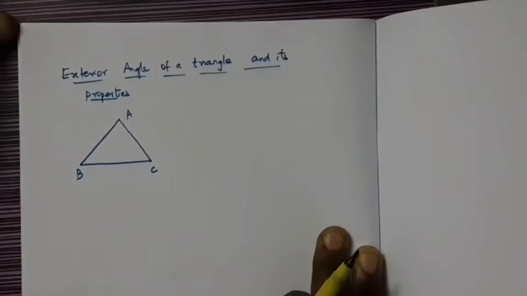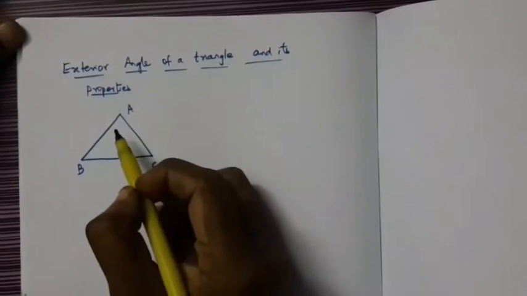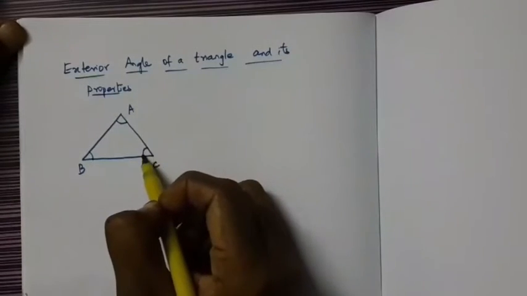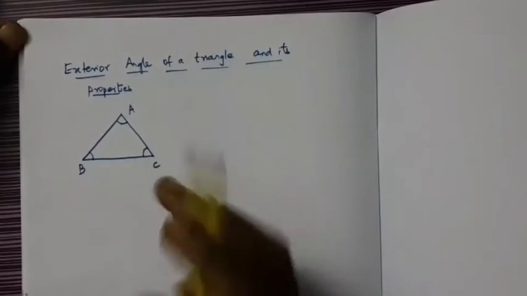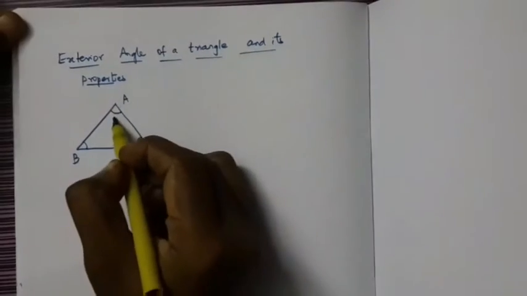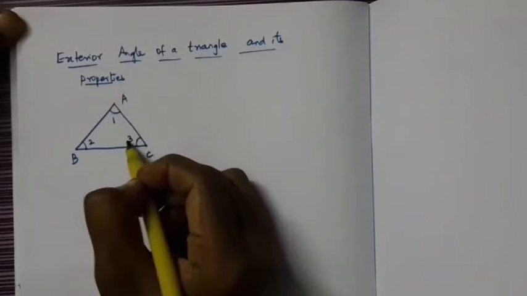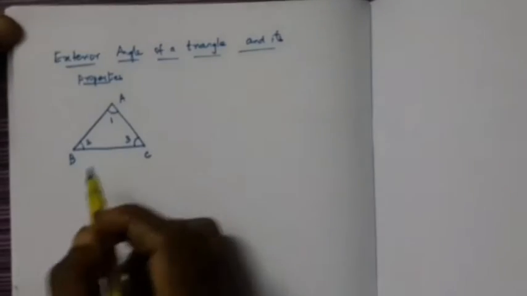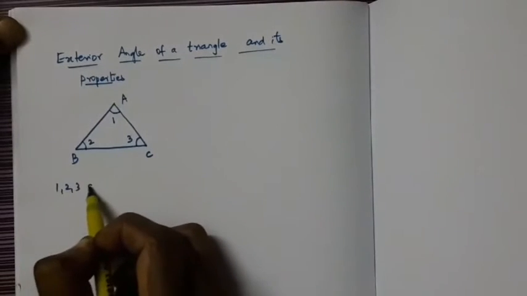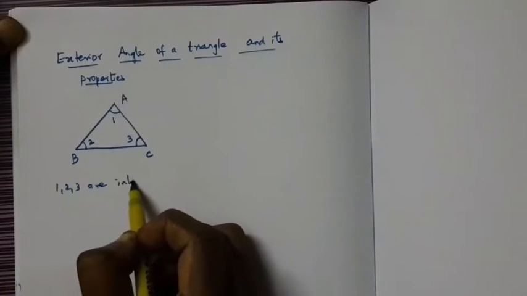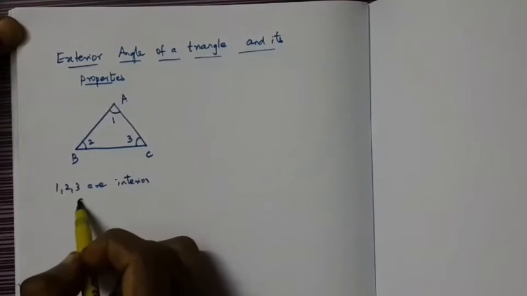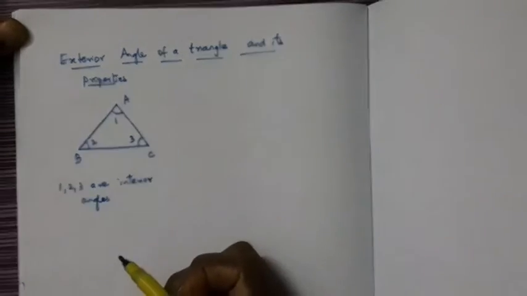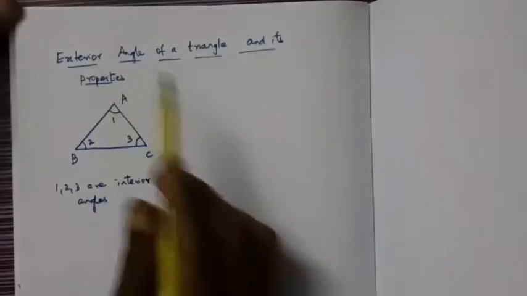In a triangle there are three angles. The angles which are inside the triangle are called interior angles. Let me name them 1, 2, 3. All these angles which are inside the triangle, 1, 2, 3, are interior angles of a triangle. Now we will study what is called an exterior angle.